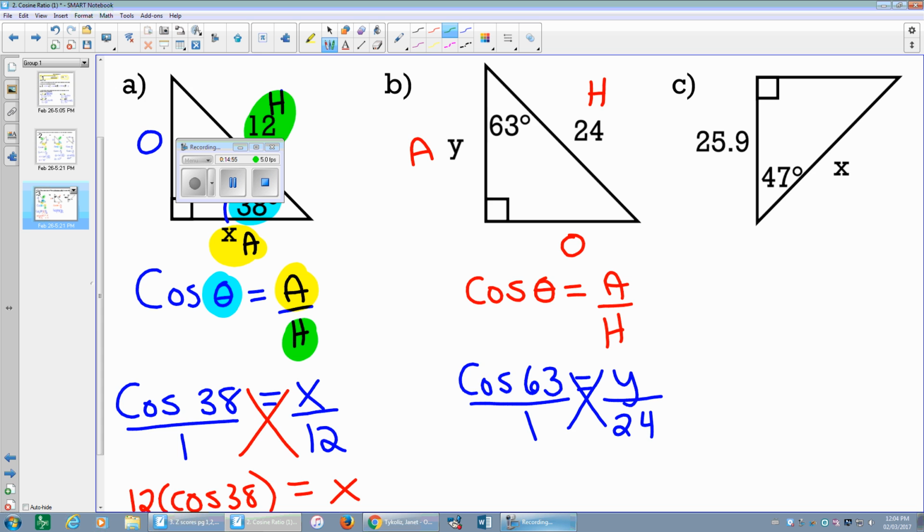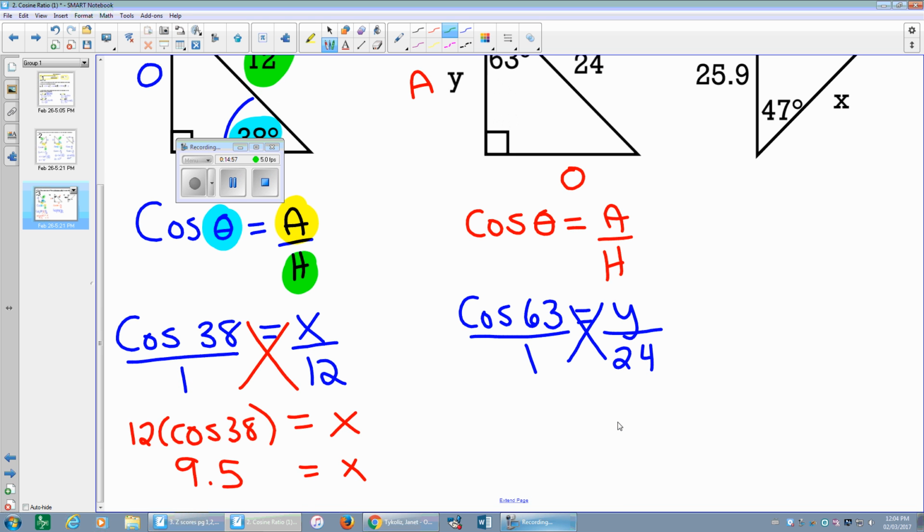Again, I'm going to draw my x here. What's connected? 24 times cos 63 is equal to 1 times y. Well, that's nice and easy. 1 times y just gives me y. That's why I wrote it there. So I can do 24 times the cos of 63, which gives me y equals 10.9.